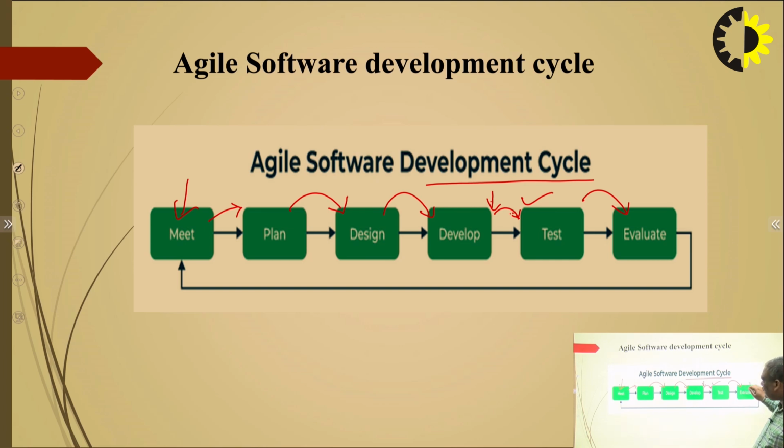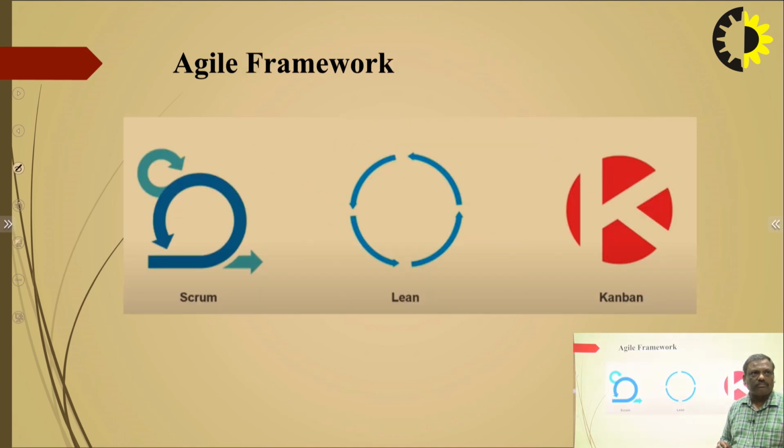So this one is a cycle. Each phase, we complete it, then test it, evaluate it, and find feedback. Evaluate means feedback from the client side. After that we go to the next phase: plan it, design it, develop it, test and find the feedback. Then we go to the next phase. So this is the cycle of Agile software development.